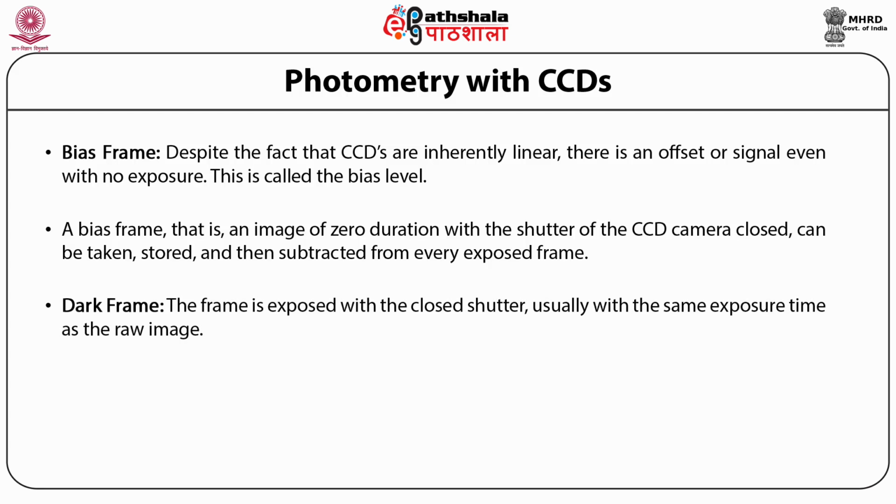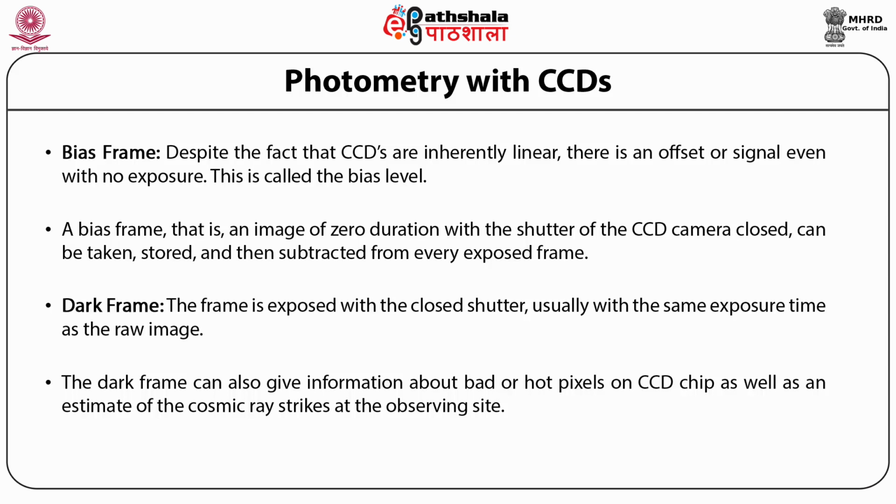Dark frame. The frame is exposed with a closed shutter, usually with the same exposure time as the raw image. The dark frame measures the thermal signal on the CCD chip during exposure. The dark frame can also give information about bad or hot pixels on CCD chips as well as an estimate of the cosmic ray strikes at the observing site.